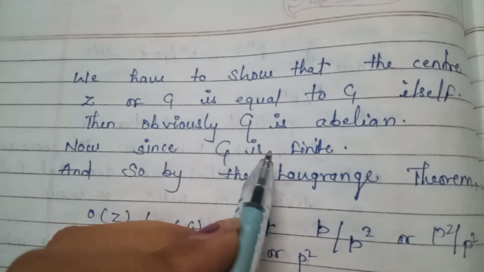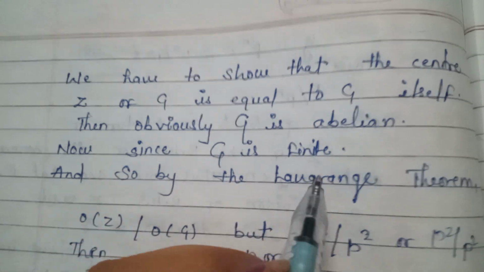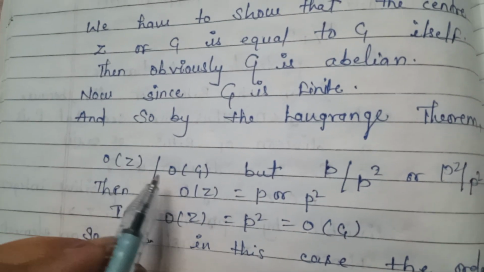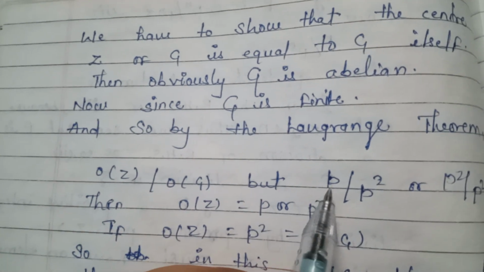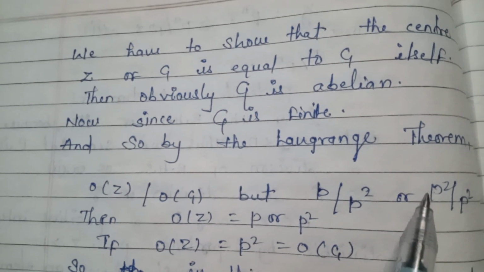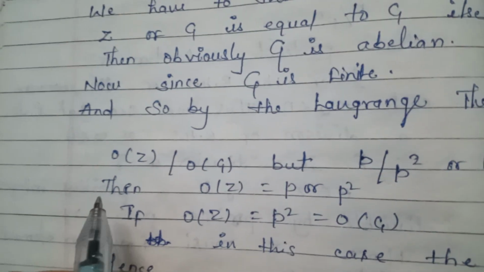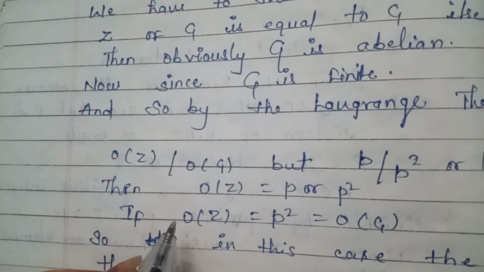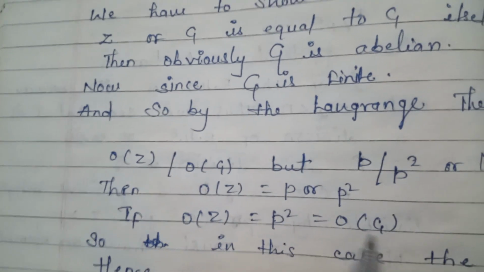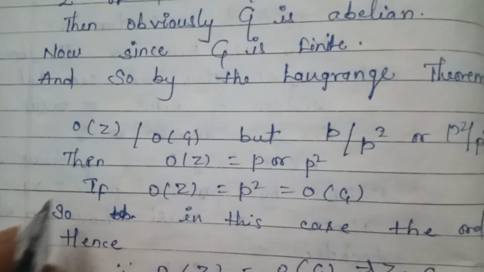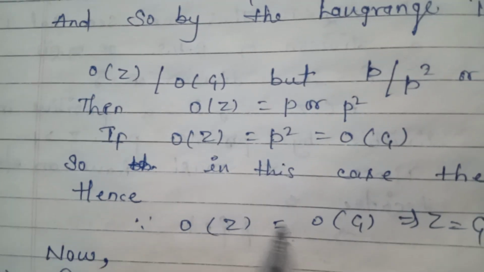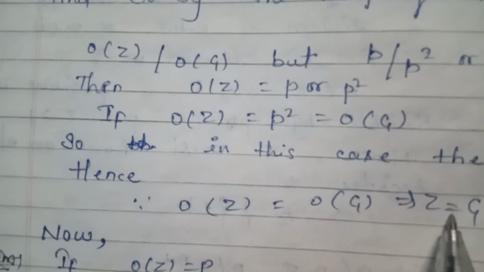Now since G is finite, by Lagrange's theorem, the order of Z divides the order of G, which is p squared. Then the order of Z is equal to p or p squared. If the order of Z is equal to p squared, which is equal to the order of G, in this case, the order of Z is equal to the order of G, which implies that Z equals G.